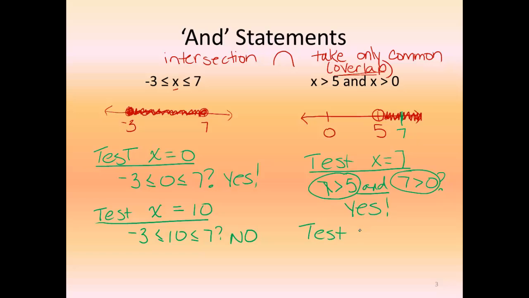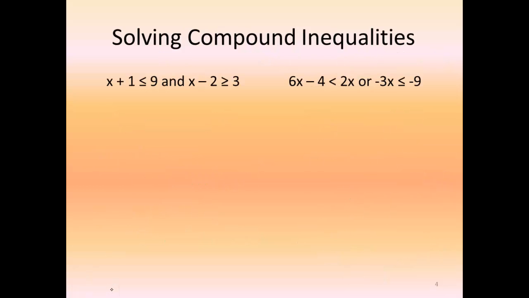But if I test a number in the middle, say 3, is 3 greater than 5 and is 3 greater than 0? Well, 3 is greater than 0, but it is not greater than 5. So the answer is no. Even though it's true for one of them, an AND means it has to be true for both, only what they have in common. And so for that reason, I think ANDs can sometimes be a little trickier.